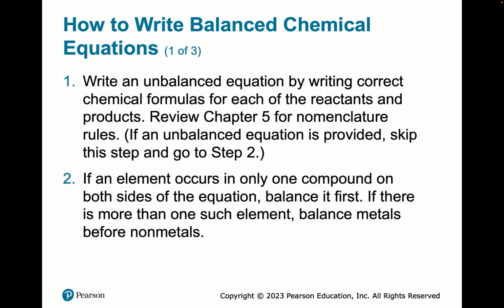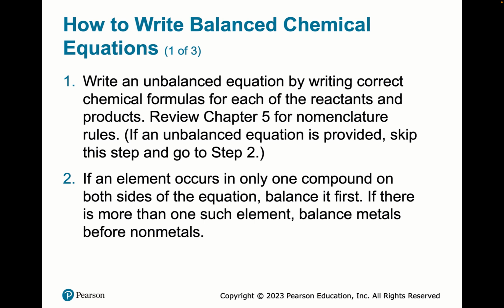So how do you write a balanced chemical equation? Just write the chemical equation down, and then look for a strategy. It's easiest if there's an element or only one compound on both sides of the equation. In the combustion of methane, carbon is found in only one compound on both sides of the equation. So that's the easiest one to fix into place.